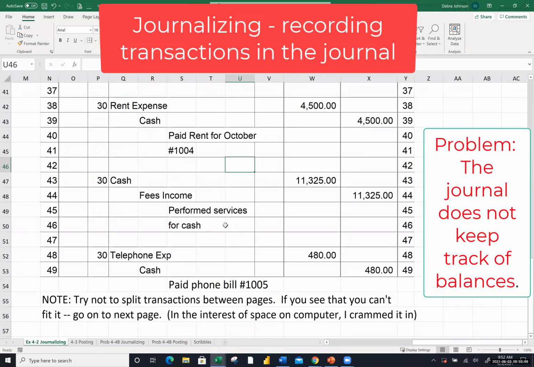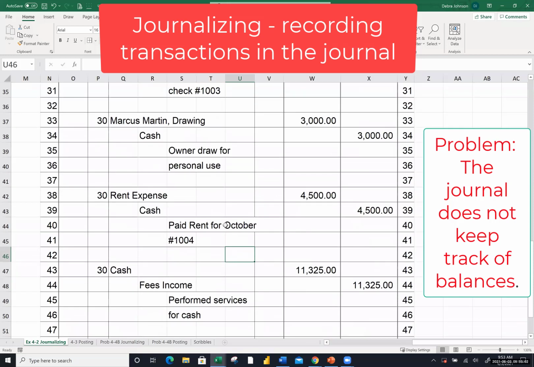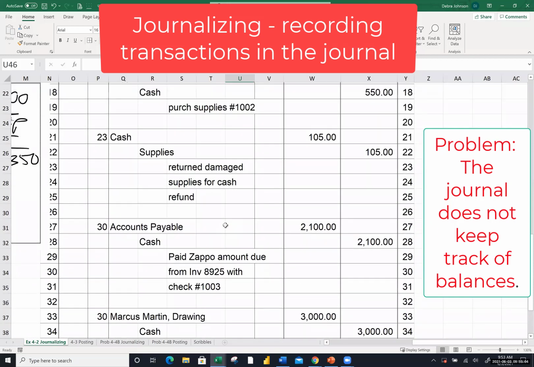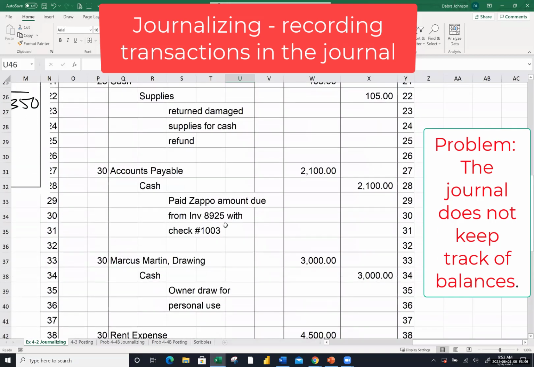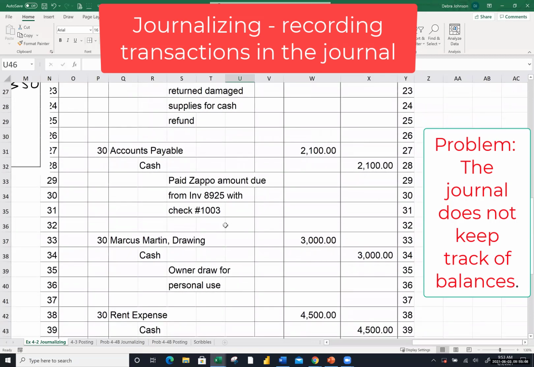Yes, Professor. Can you show the first one, the 30th? Yeah. Thank you. Here we go. The first one on the 30th is right there. It was a debit to accounts payable and a credit to cash.